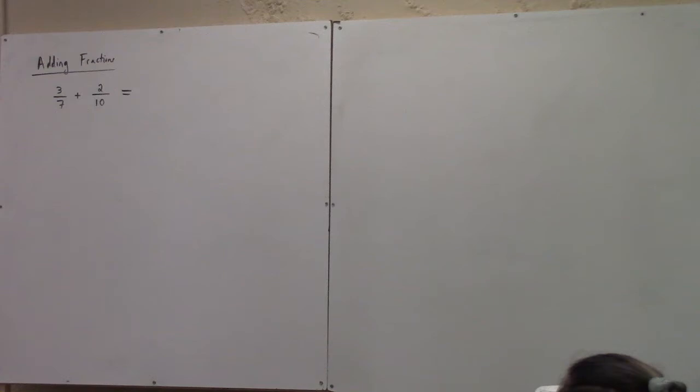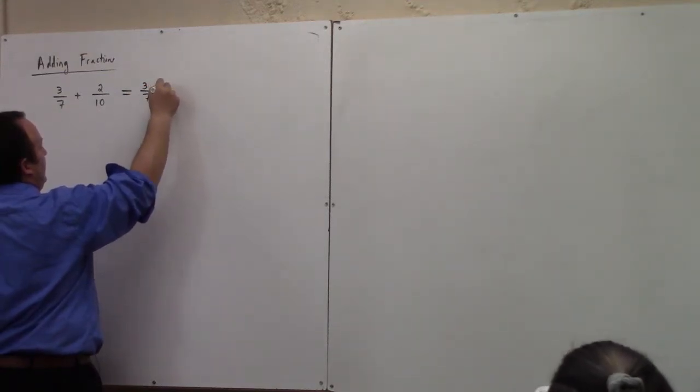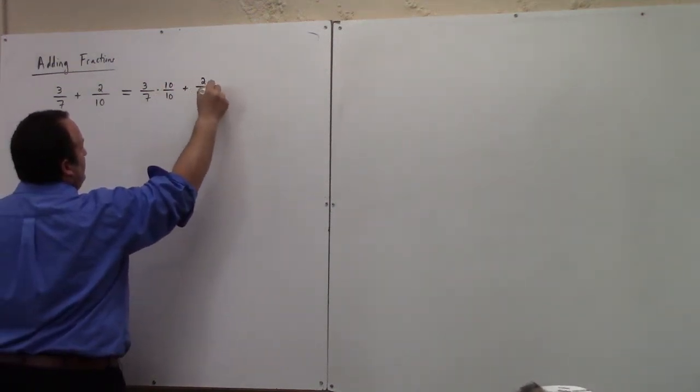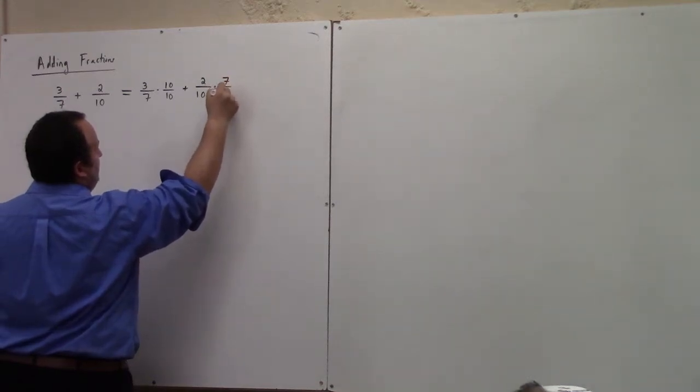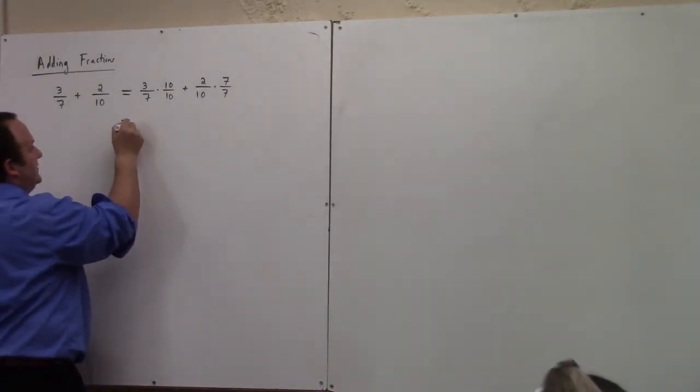Okay. Find a common denominator. So what's a good common denominator here? 70, yeah. So what I do then is I take 3/7 and I multiply that by 10 over 10, and I take my 2/10 and I multiply that by 7 over 7. Now, why do I do that? Because those numbers that I'm multiplying by are just the number 1, but written in such a way that it serves a purpose, which is to make that common denominator. What's the common denominator we have now? 70.